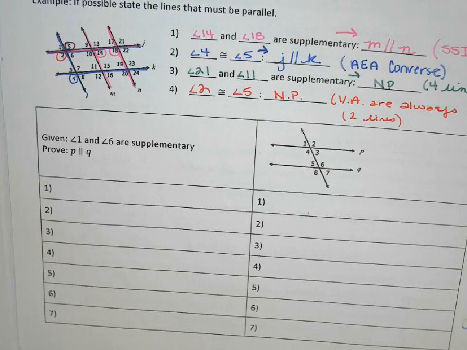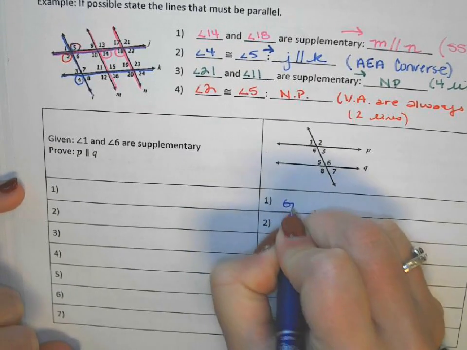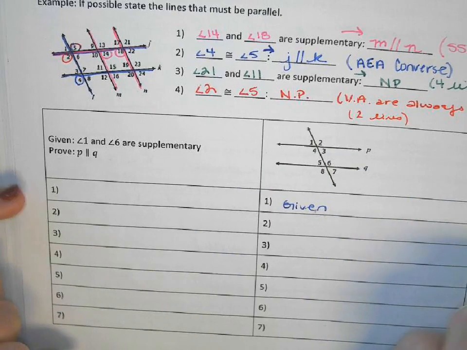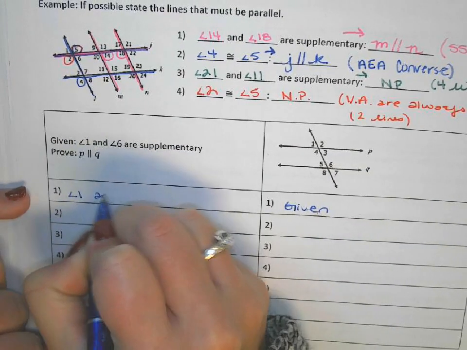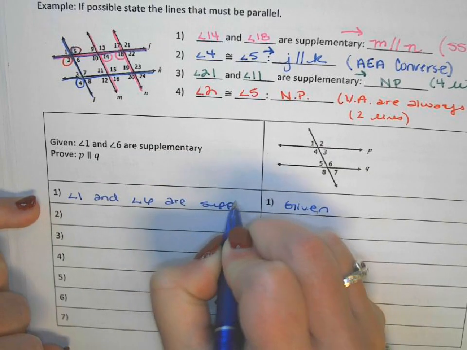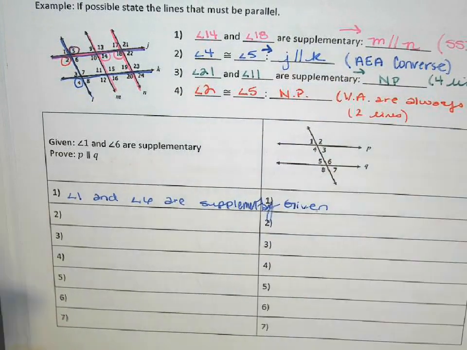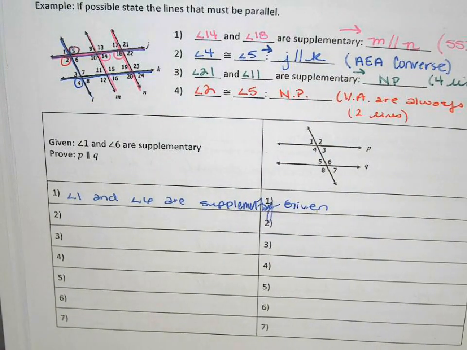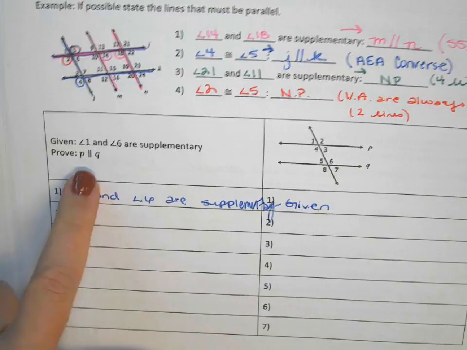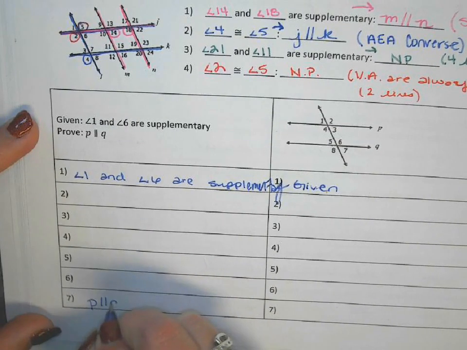Okay, so given that 1 and 6 are supplementary, how I'm going to start this is I'm going to write my given. So I'm going to write out that given, here's my reasoning, okay, angle 1 and angle 6 are supplementary. My reason, given. Okay. I also know that since I'm trying to prove P is parallel to Q, that's going to be my very last step here.